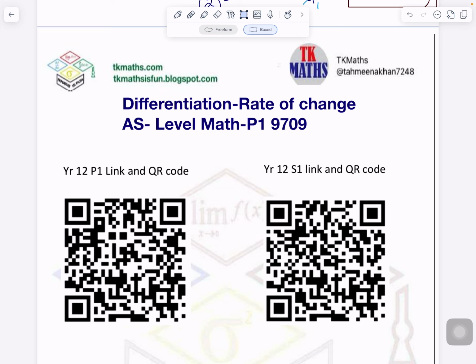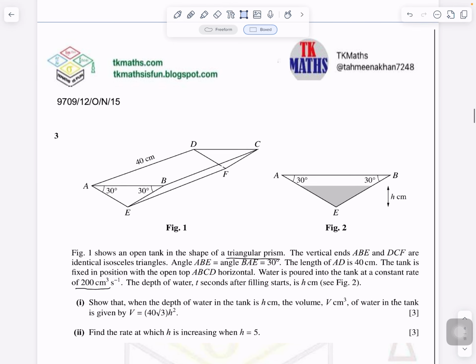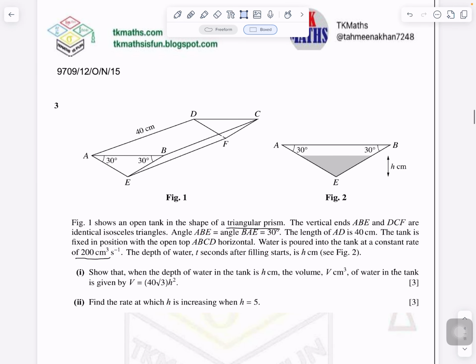In today's video, we will solve a question on differentiation rate of change, which is part of the syllabus of A-level mathematics P1. Here are the two QR codes on which you can scan more videos. So let's see the question. The question I have taken from November 15. So let's read the question and highlight the important points.